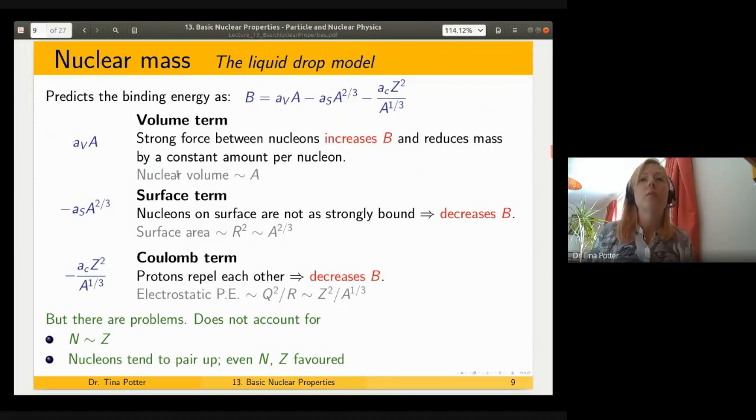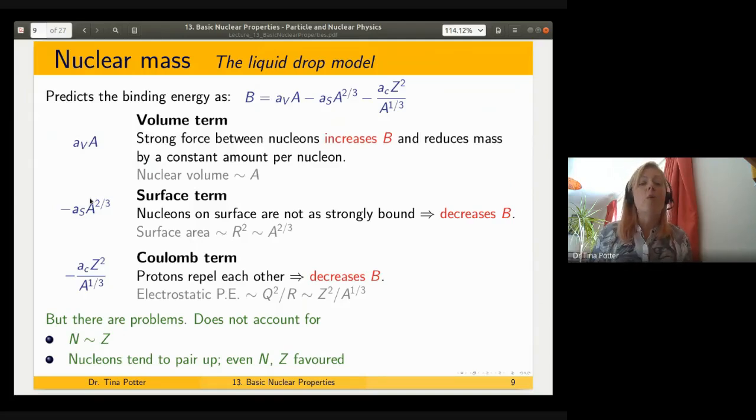So since we said the volume is proportional to the number of nucleons A, our radius is proportional to the cube root of our number of nucleons. Thus, our surface area, the nucleons on the surface, that's the important thing, is proportional to the radius squared, thus the number of nucleons to the power of 2/3. So we're going to decrease our binding energy here by some coefficient, a_S, multiplied by the number of nucleons we have to the power of 2/3. It's going to bring it down.